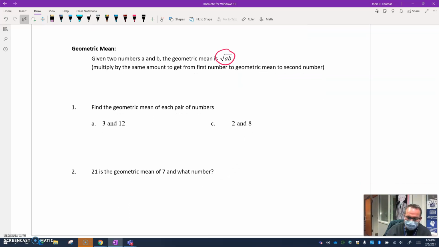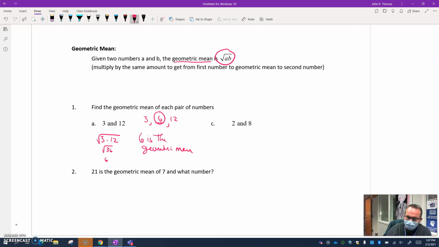So this first one says 3 and 12, and it wants us to find the geometric mean. All right, so if I go up to the rule, geometric mean is the square root of the first number times the last number. All right, so 3 times 12 is 36, so we have root 36, which we know is 6. All right, so they're saying the geometric mean of 3 and 12 is 6. And if we check that, 3 times 2 is 6, 6 times 2 is 12, so that matches that definition. So 6 is the geometric mean.